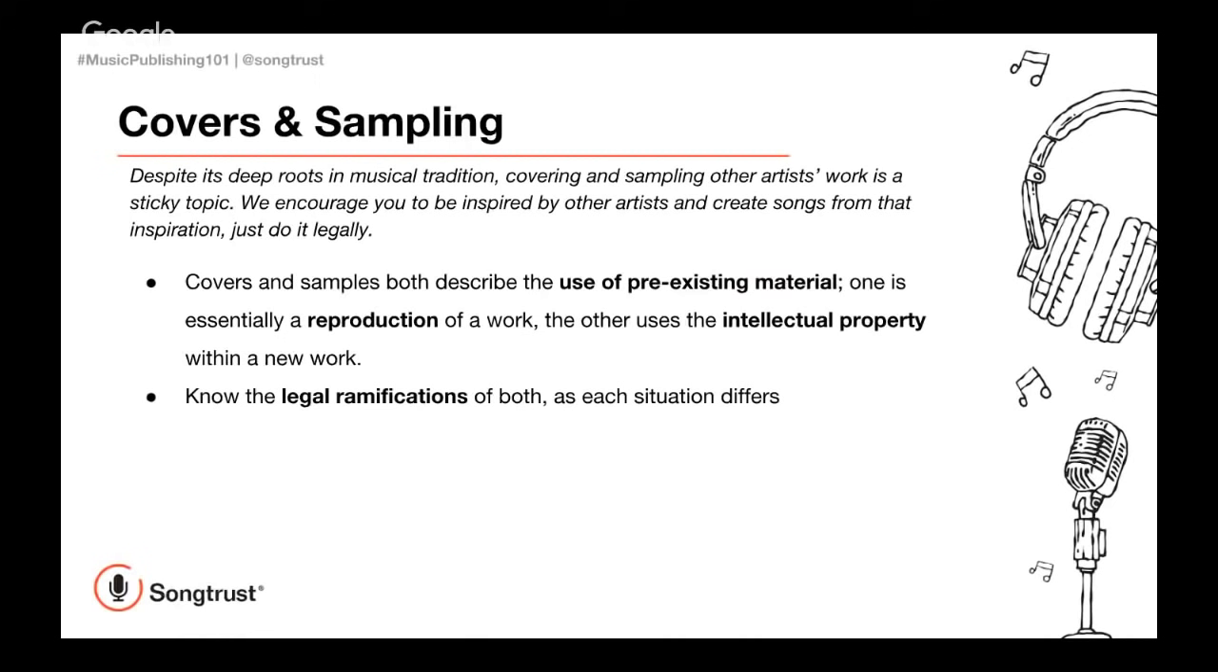And then for a sample, there are two licenses that you need to get. One is from the publishers of the original sample, and that's a negotiated rate. And the other is from the label or the owner of the master recording, because you're using that actual audio in addition to the underlying composition of the song. So both of those licenses, from the label or the master owner as well as the publisher, are negotiated.